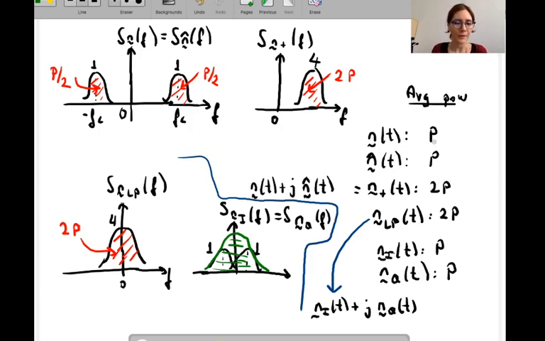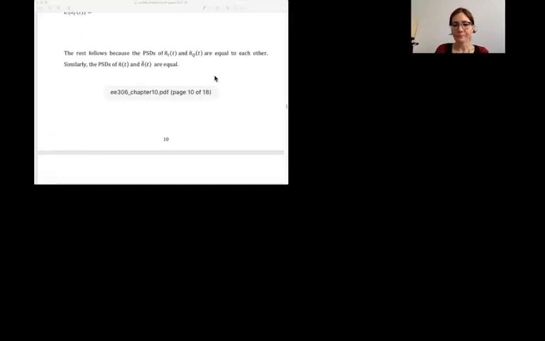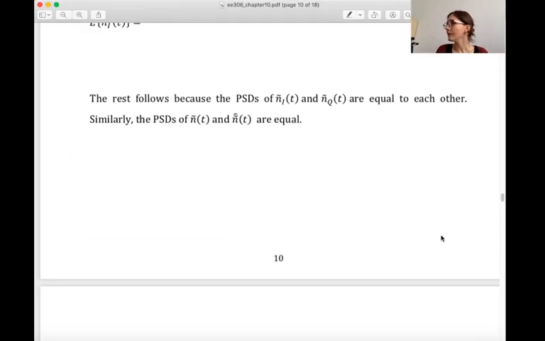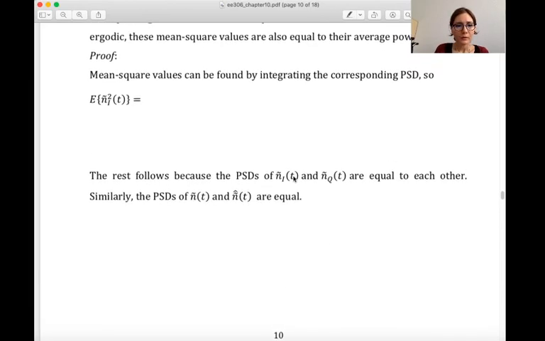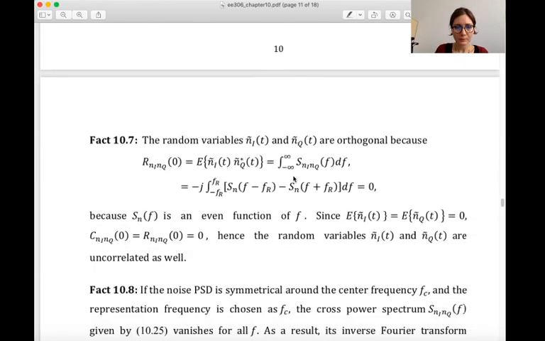This is the picture that we might want to remember when comparing all these processes in terms of their spectrum, in terms of their average power, and so on. All right. Now, I guess this part is fine.